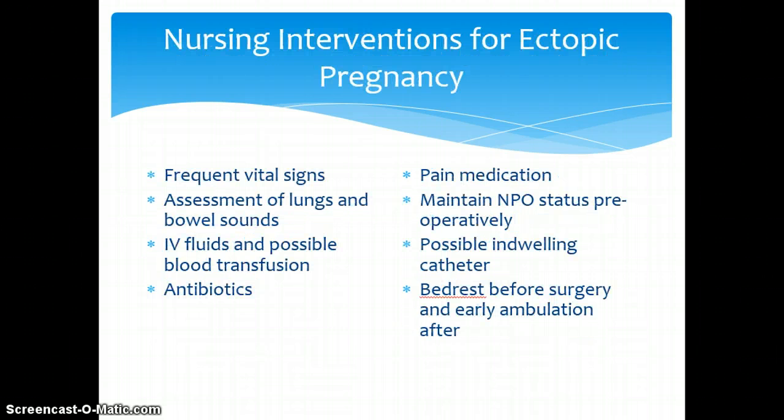Nursing interventions for an ectopic pregnancy include frequent vital signs, assessment of lung sounds and bowel sounds, start an IV and administer IV fluids and possible blood transfusion, administer antibiotics. We would give pain medications, maintain an NPO status preoperatively, possibly insert an indwelling urinary catheter, bed rest for an ectopic pregnancy prior to surgery, and early ambulation following.